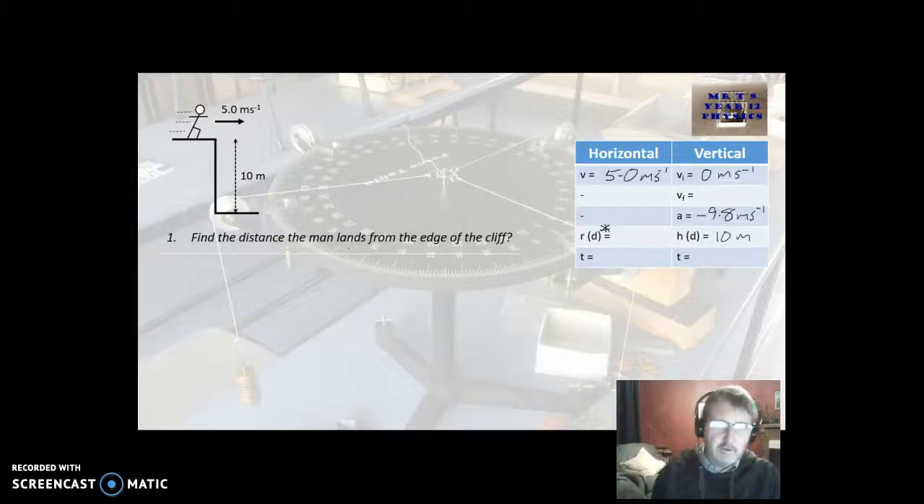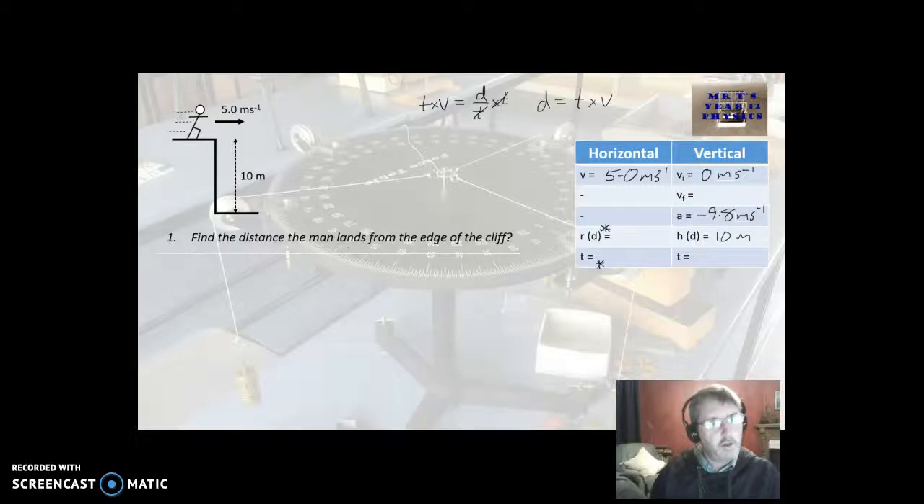I know this equation here, v equals d over t. Remember, if I multiply both sides by t, I can now get this equation. If I want to find the horizontal distance, I multiply the average velocity by the time. Well, the velocity for horizontal is always average because it stays constant, so it's always 5 meters per second. So in order to find the distance, I need to find the time.